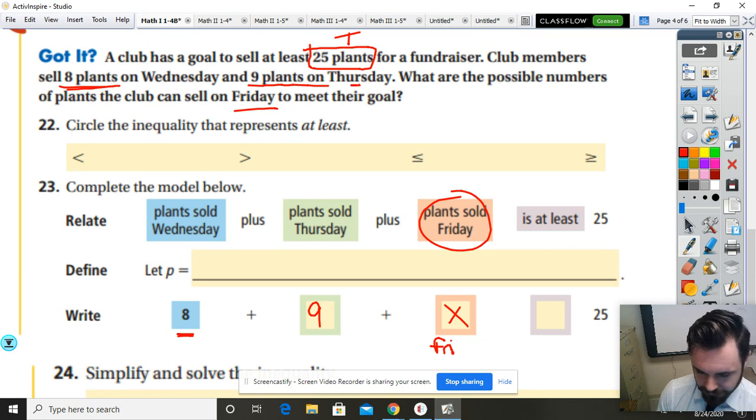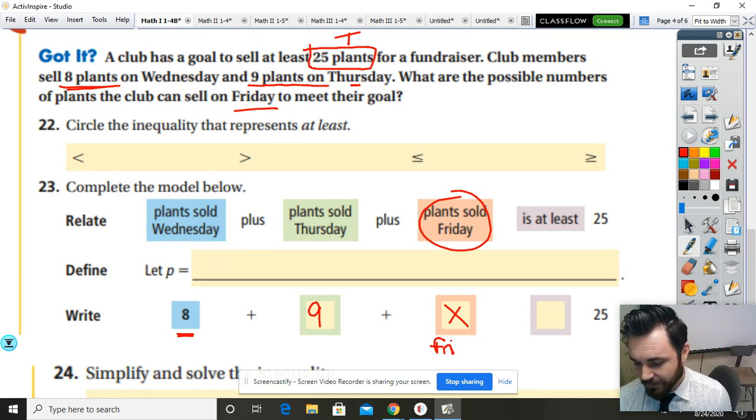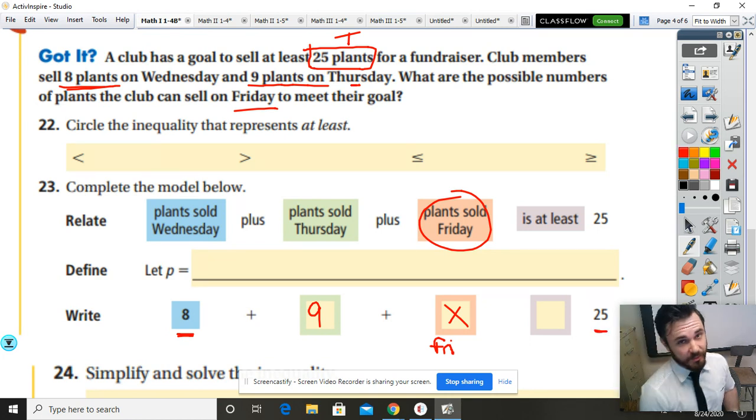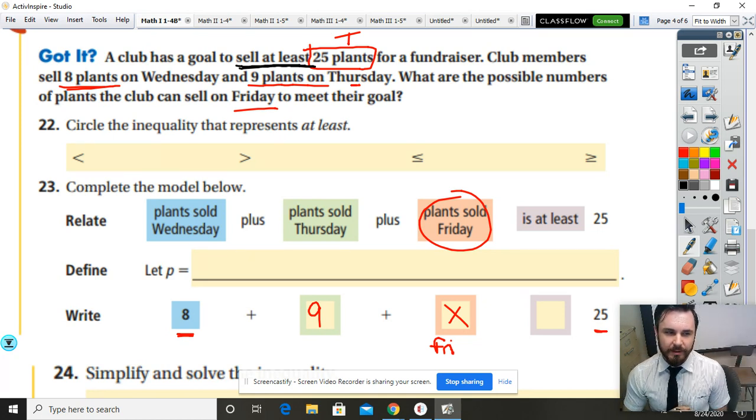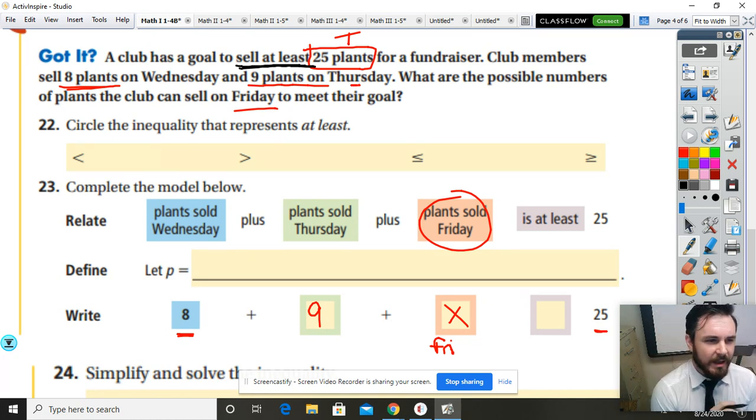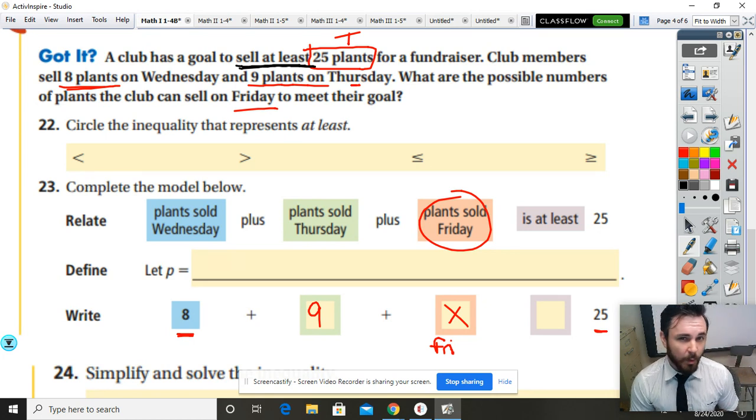Well, you see it right there. But either way, it all has to come to a total of 25. All right. Now, if I said it had to equal 25, we just put an equal sign there. But here's the goal. You want to sell at least 25. So you have to kind of understand, if I wanted to sell at least 25 plants, is that okay if I only sold 1?